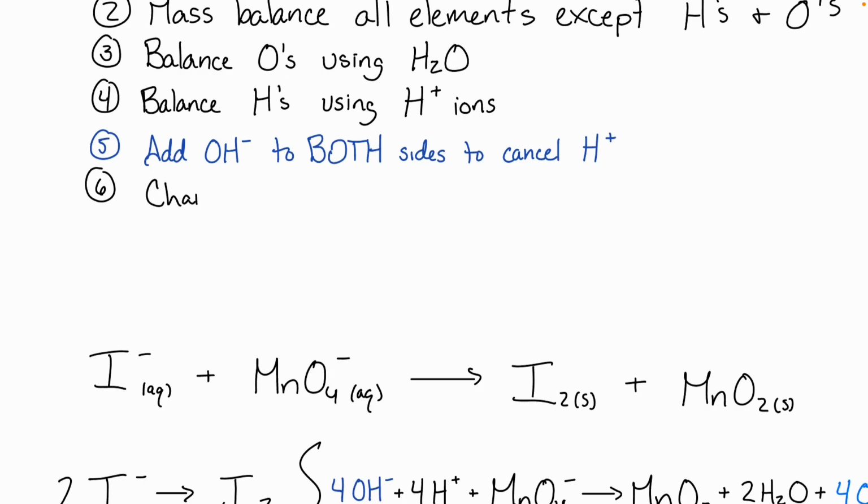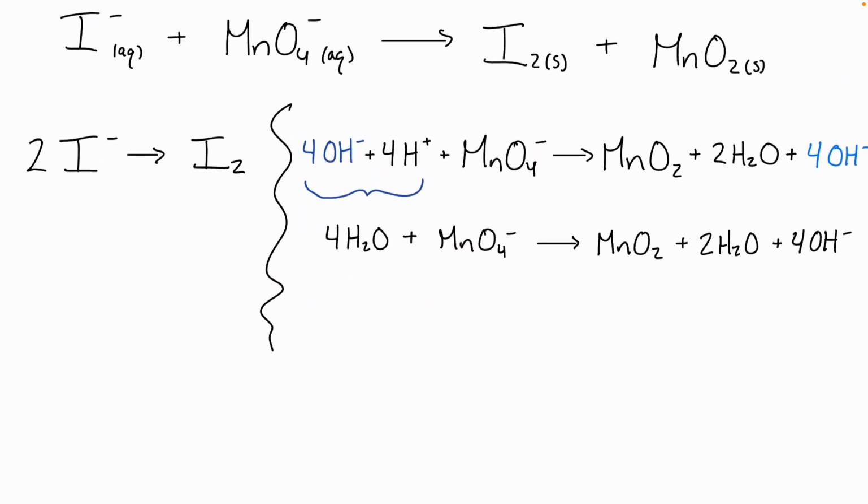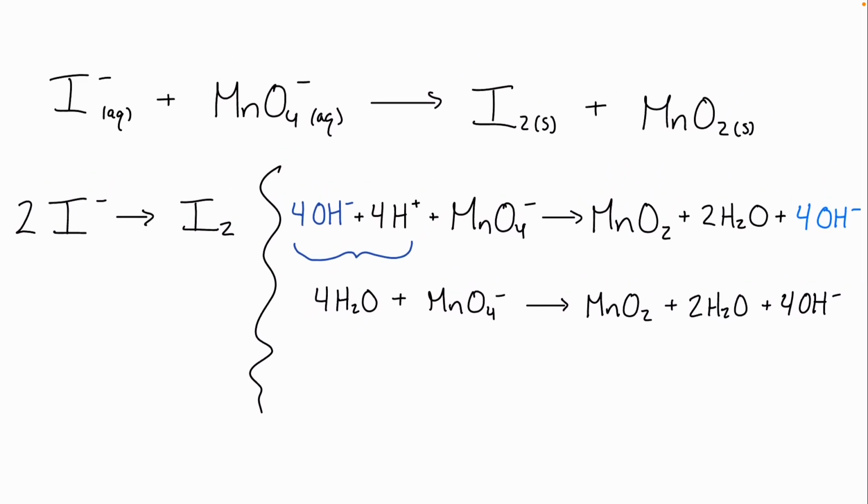Now we're going to charge balance using the electrons and then combine in such a way that we cancel out those electrons. Okay, so take a second and see if you can't charge balance these half reactions.